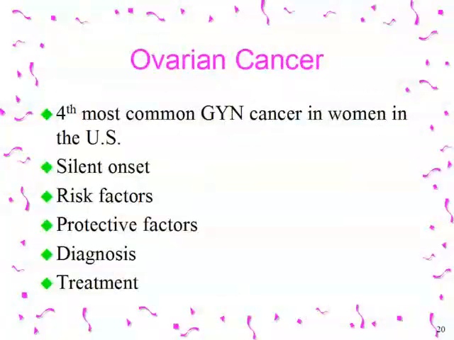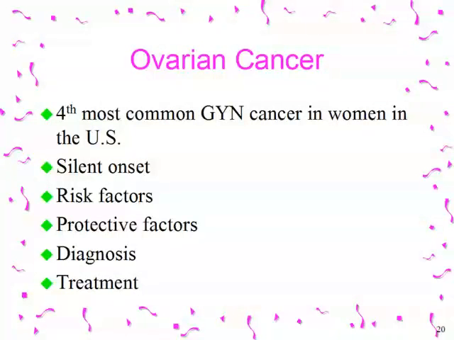Ovarian cancer is one of the most lethal types of cancers that women can have. It's the 4th most common GYN cancer in the United States. If a woman has a first-degree relative who's had ovarian cancer, then that woman has a 50% chance of developing it also. And the unfortunate thing with ovarian cancer is that it has a very silent onset. The symptoms are usually not apparent until it has spread throughout the body.